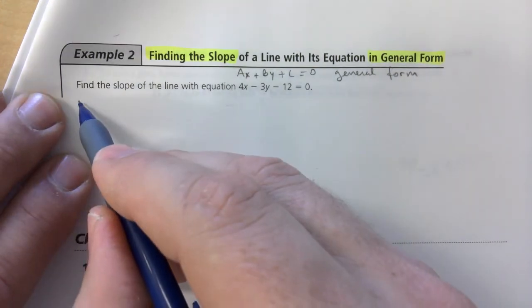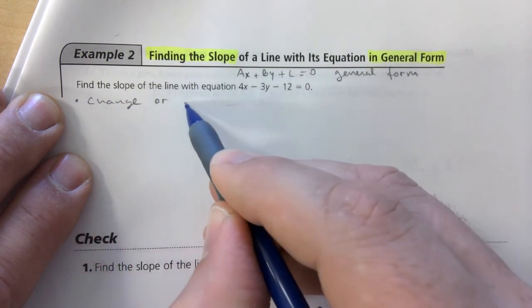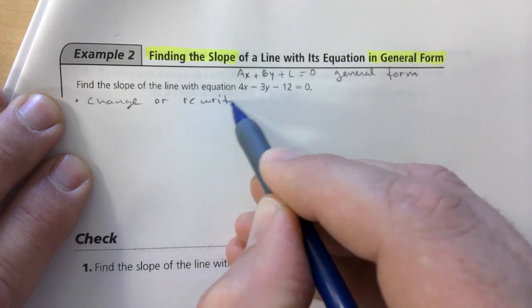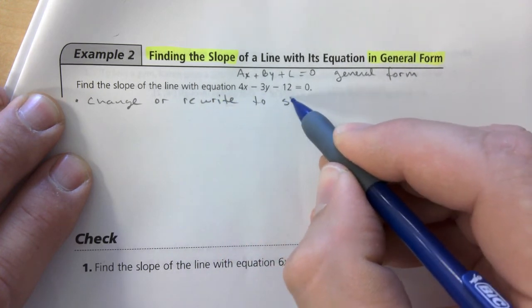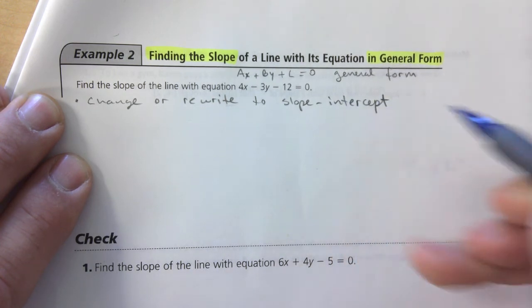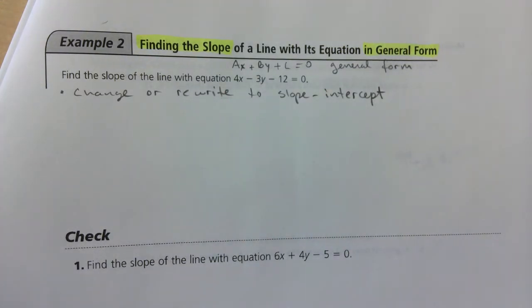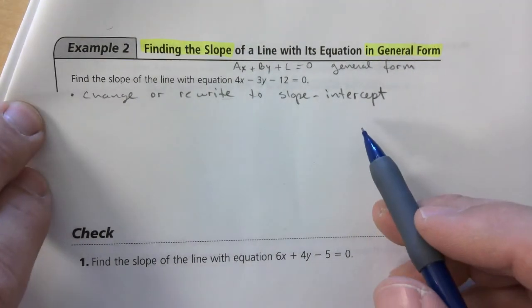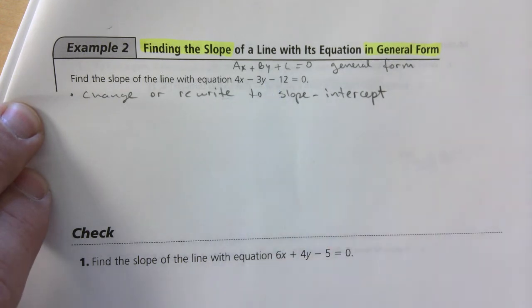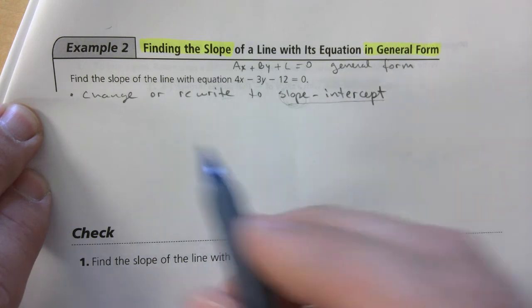And so my strategy is change or rewrite to slope-intercept. That's a very popular order, if this were a mathematical restaurant. Take this and turn it into slope-intercept. Popular question. So we're going to take this and turn it into slope-intercept because guess what? The slope is going to be in there. That's why we're doing that.